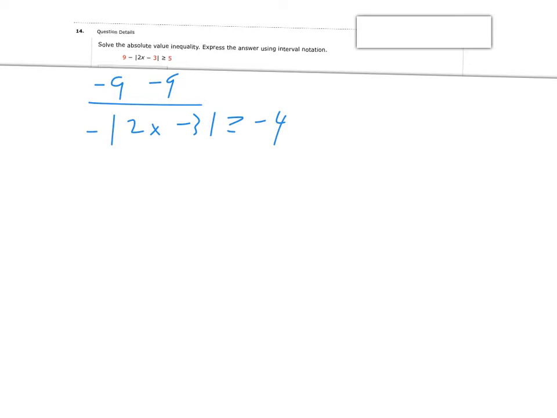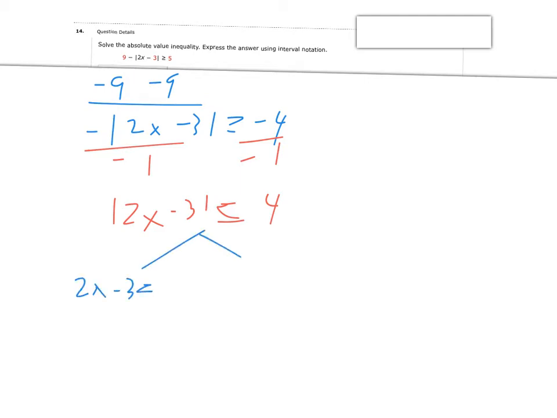And then we have to divide by negative 1 to totally isolate it. So we get absolute value of 2x minus 3 is less than or equal to 4. I do need to flip that since I divided by negative there. And now we split it up into 2. One of them I just kind of get rid of the absolute values. And then one of them I change everything outside the absolute value and nothing inside.